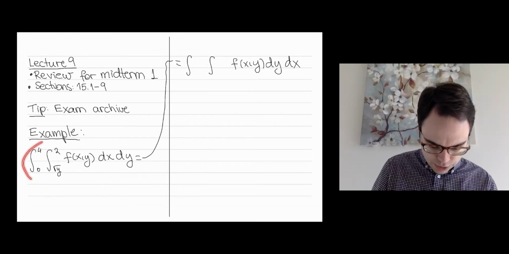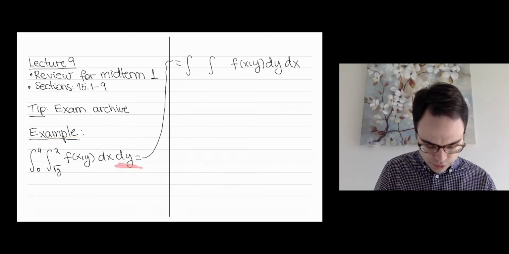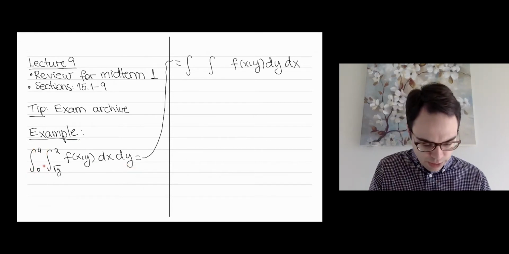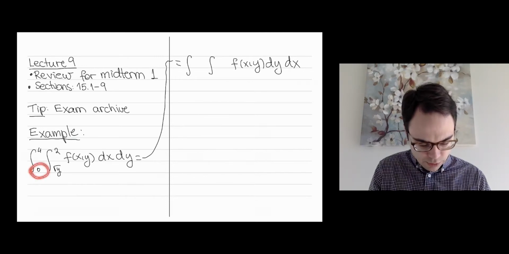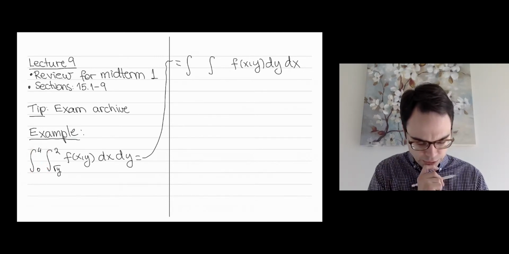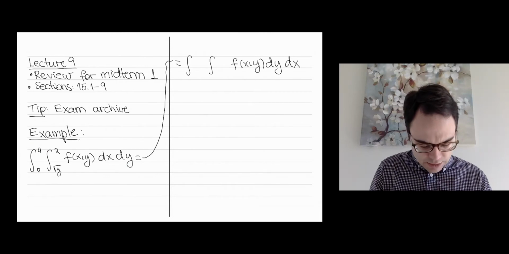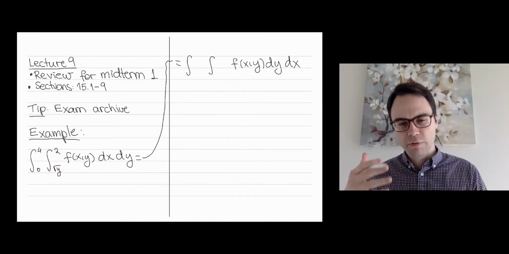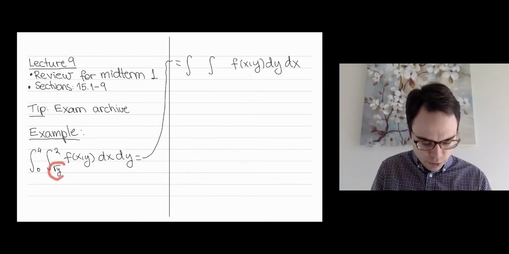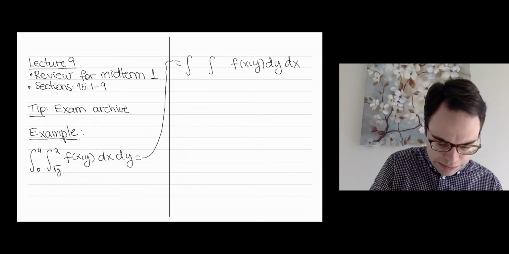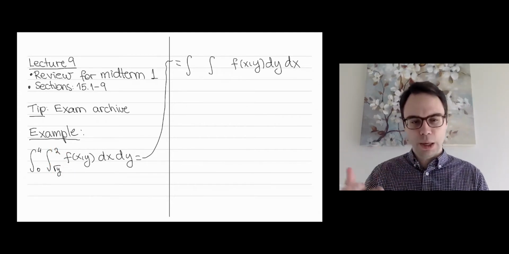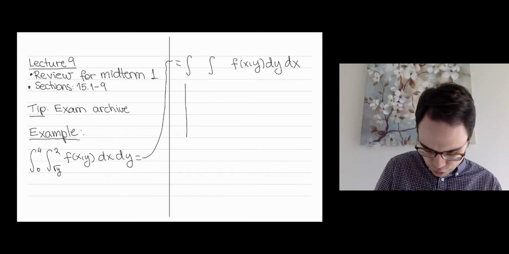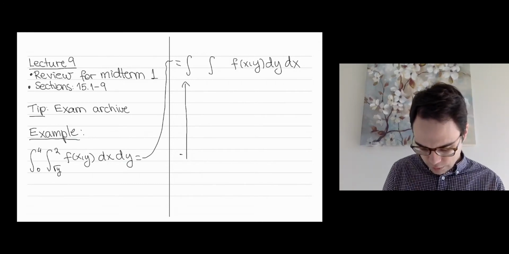Okay, so there's the dy integral, so that's outside. So the bounds are 0 and 4. This means the minimum y coordinate of any point in the region of integration is 0, and the maximum y coordinate of any point in the region of integration is 4. And then x is between root y and 2. Root y is, by convention, the positive square root, so x is between some positive number and 2. So you see that our region will be in the first quadrant, because x and y in this region of integration are always non-negative. So let's start drawing the region before filling in the bounds in the other order.